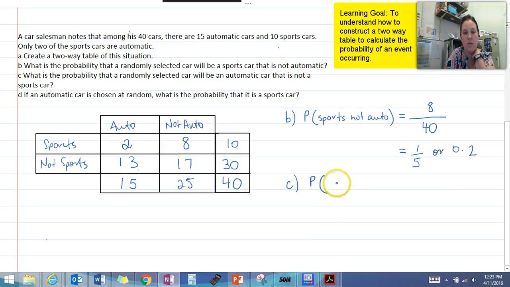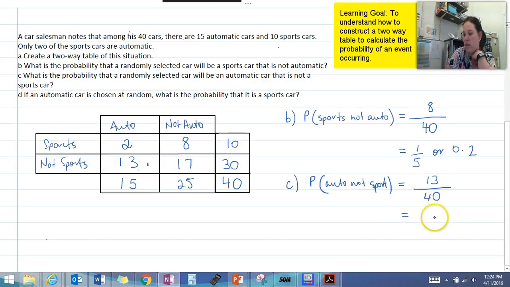Okay, then for C, we want the probability that a randomly selected car will be an automatic car that is not a sports car. So again, we want an auto car that's not sports. Equals, and again, we're out of all of the 40 cars because we're randomly selecting a car. And which ones were auto and not sports? So if we look over here in our auto column, the not sports is 13. So 13 over 40 equals 0.325.